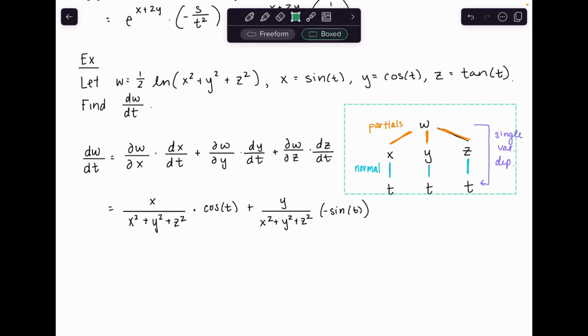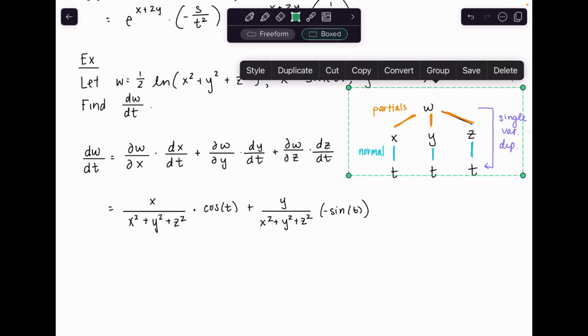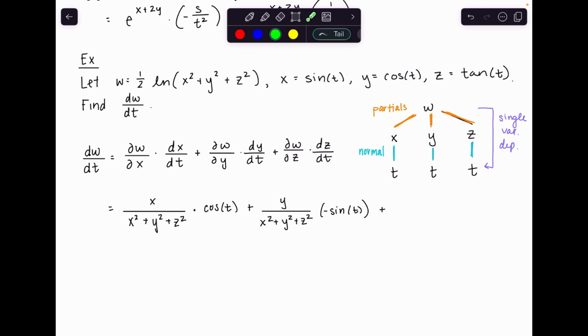I'm going to move this up so I don't run into it. And then for my last stage, the derivative of w with respect to z is now the same, but you get a z in the numerator. And then we have to take the derivative of z with respect to t, so it is secant squared of t. And so this would be my derivative of w with respect to t. Again, I can just replace x, y, and t by these, and that would be a then single variable function.